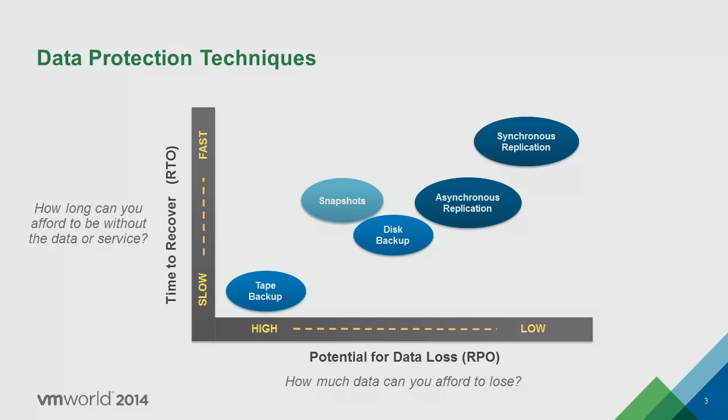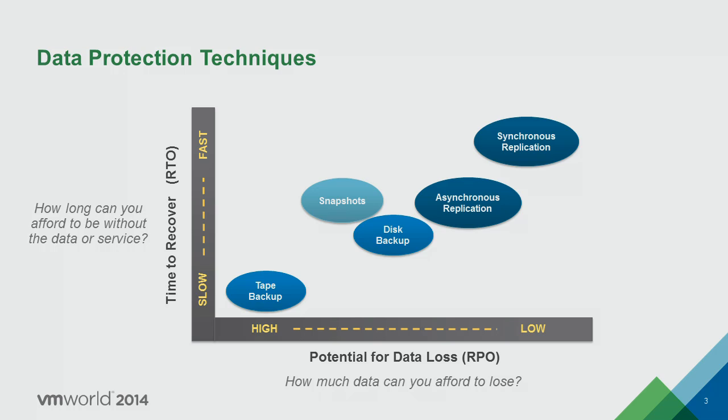But generally, when you're looking at what technique you would like to protect certain kinds of data, two key metrics are generally used by the industry. One is the recovery time objective, or the RTO, which basically defines how long you can afford to be without that particular data or service. The second one is RPO, which is recovery point objective, which defines how much data you can afford to lose once your service is down for whatever reason.